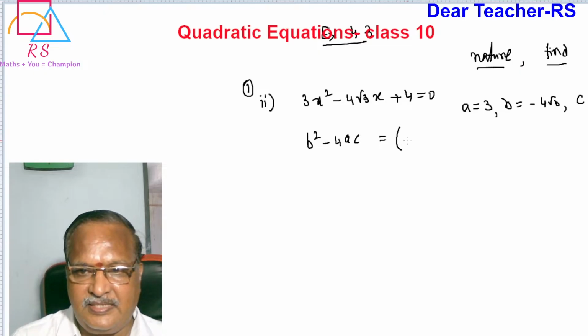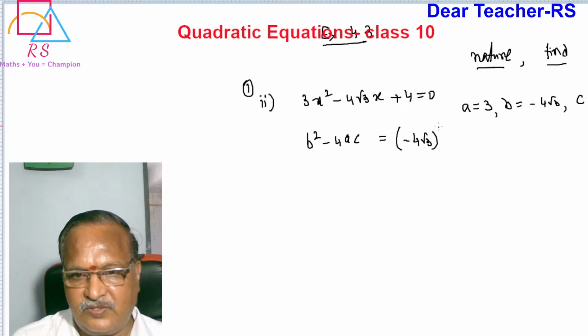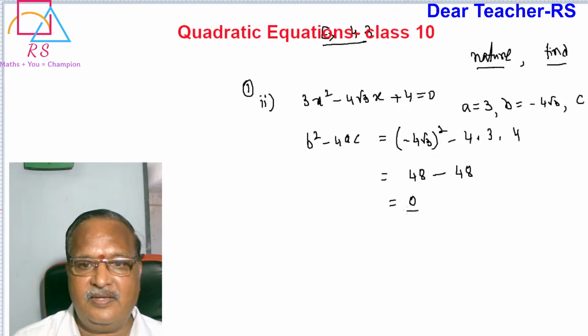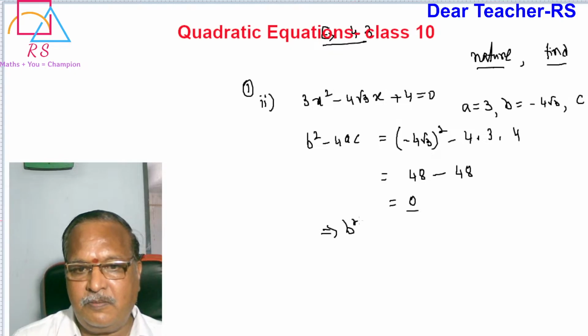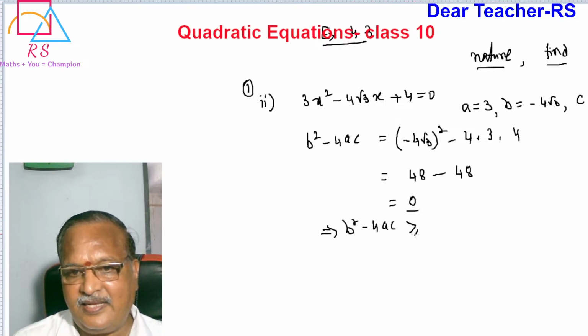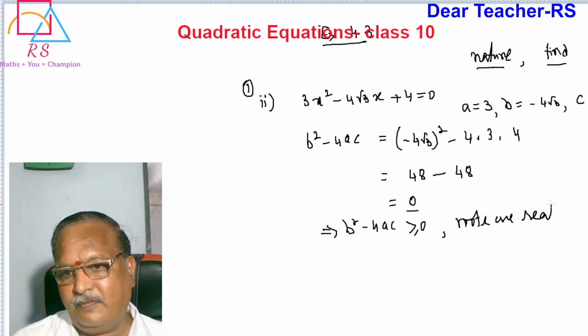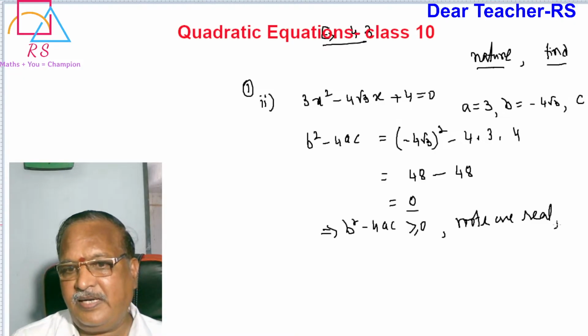Now put the values in this. Minus 4 root 3 whole square, minus 4ac, 4 into 3 into 4. Minus square is plus, 4 square is 16, root 3 square is 3, so 16 into 3 is 48. 4 3s are 12, into 4, 4 12s are 48. So 48 minus 48 is 0. So that means b square minus 4ac is greater than or equal to 0. Therefore, the roots are real. As it is 0, the roots are real.